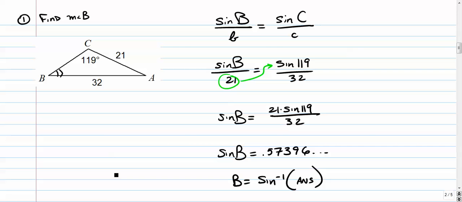35.027 degrees. So the measure of angle B, 35.027, and you're finished.